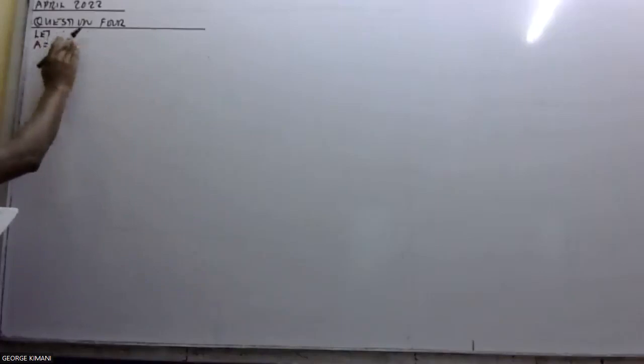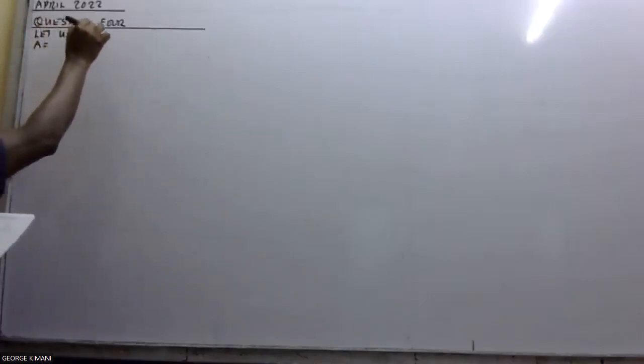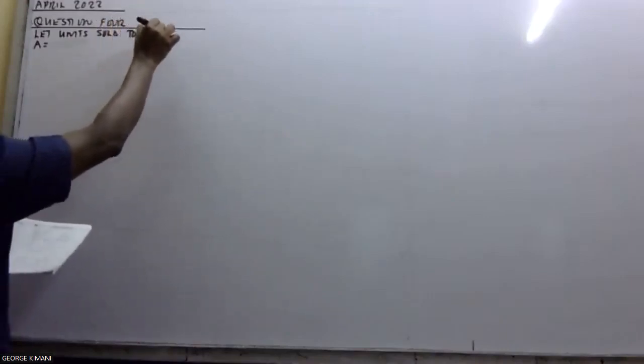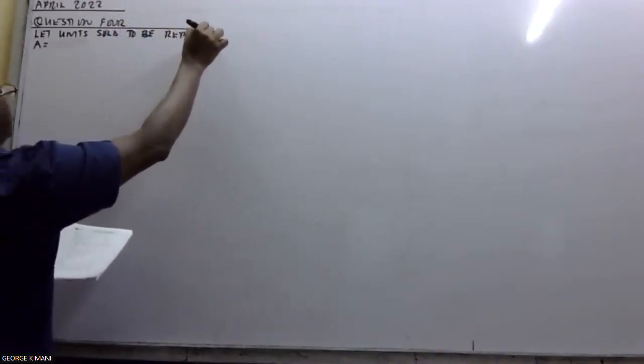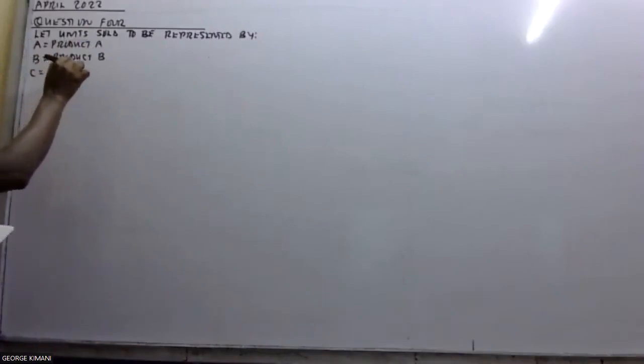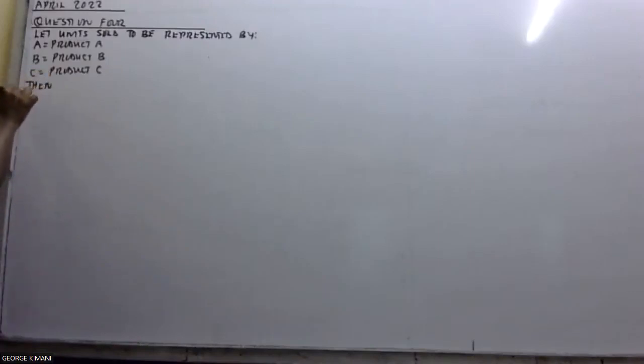So we will say let units sold be represented by A for product A, B for product B, and C for product C. Then equations.